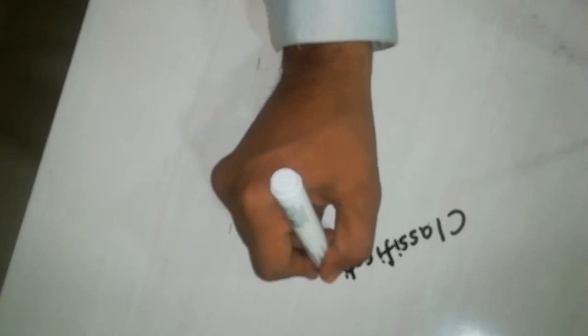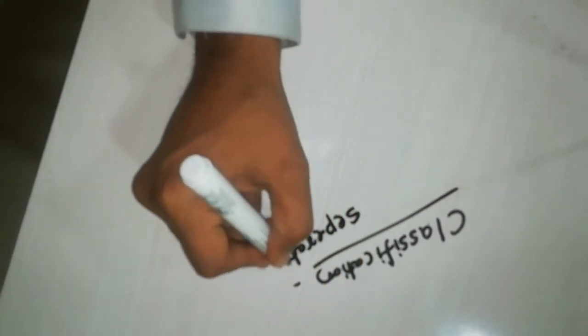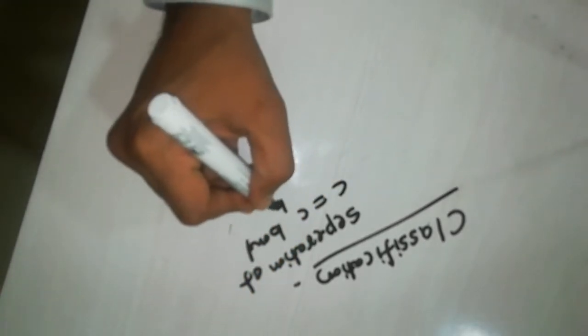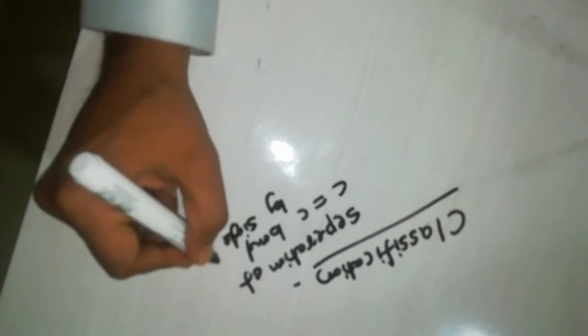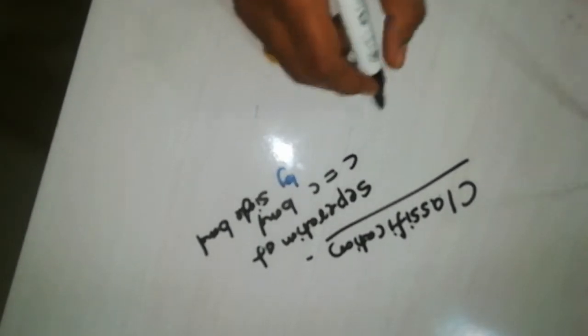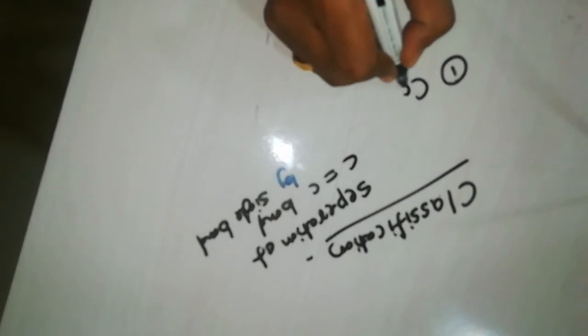Now let us move to the next part, which deals with the classification of dienes. What is the parameter in order to classify the dienes? The parameter is the separation of the carbon-carbon double bonds by single bonds. Based on this there are three types of dienes. Number one is conjugated.